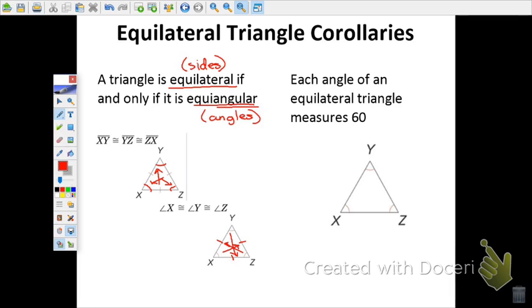The second corollary says each angle of an equilateral triangle measures 60 degrees. That is something you have heard before, something very easy to figure out because we know 3 angles in a triangle add up to 180. If they all 3 are the same measure, 180 divided by 3 gives us that 60.